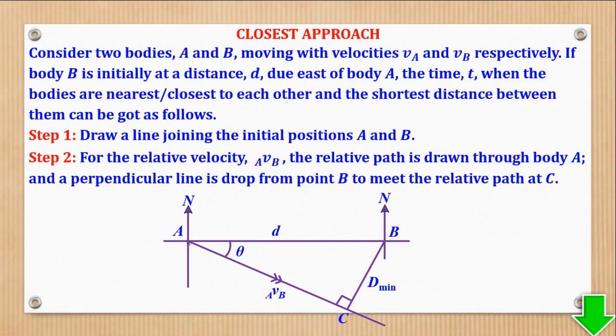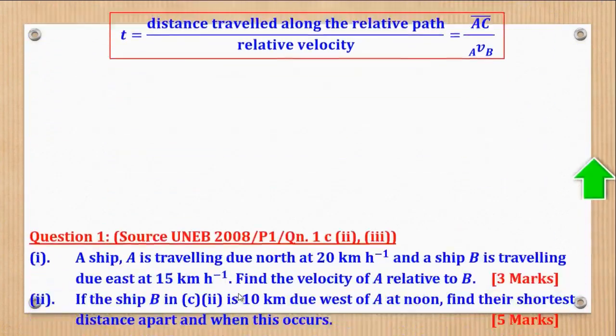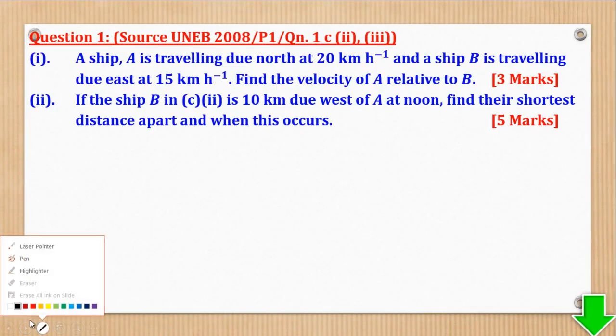So remember, this is the relative path. The distance traveled along the relative path will be from A up to point C. So distance SC divided by this relative velocity will give you the time taken for closest approach. Usually they ask for relative velocity, shortest distance, and the time taken for closest approach. So with that, shall we go through these questions.